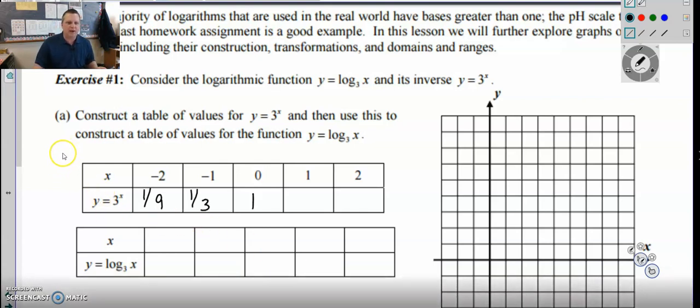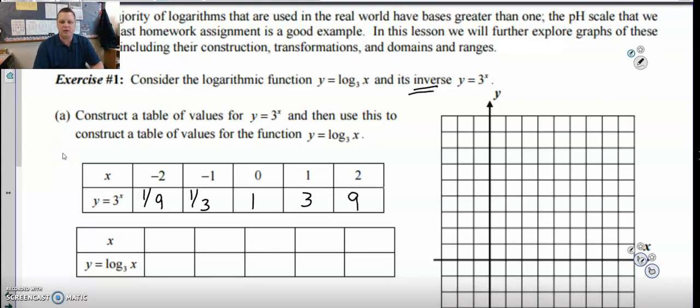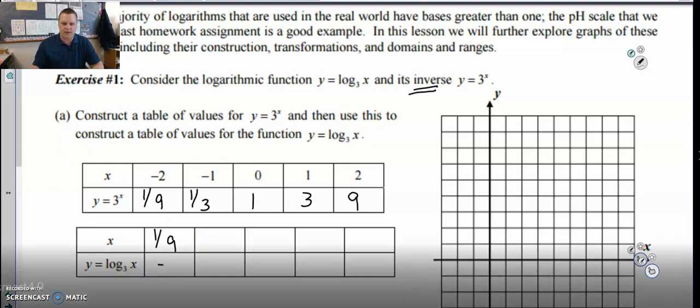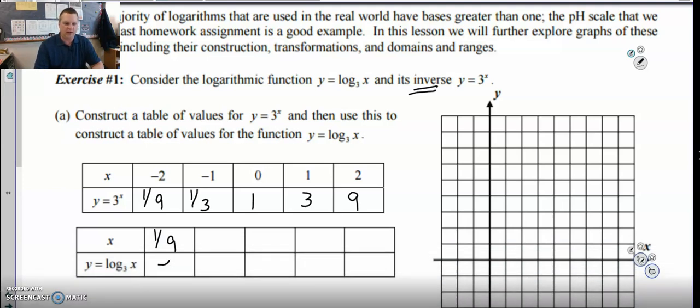So the top graph is the one y equals 3 to the x power, and you can find that by putting it right in your calculator. And I underline that inverse because the bottom one, the y equals log base 3 of x, remember that's the inverse. Okay, so we're talking about the log and its inverse. So the top one, like I said, the table's done. And here's the bottom one, which is the inverse, where you just switch the x and y. Remember, that's what you do with an inverse.